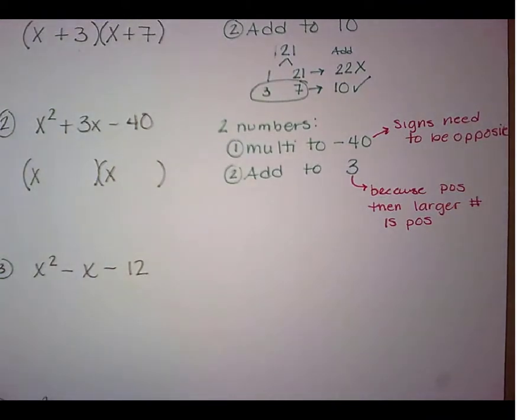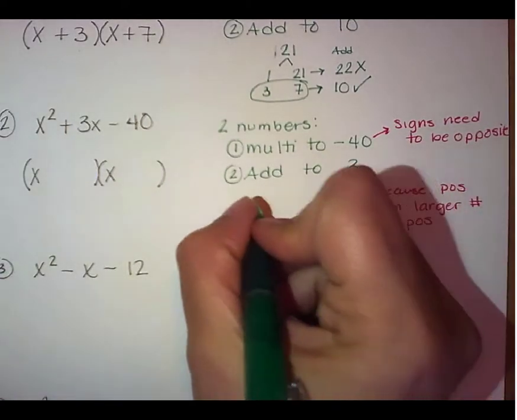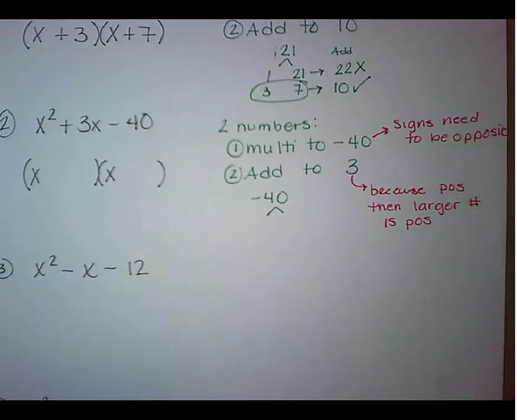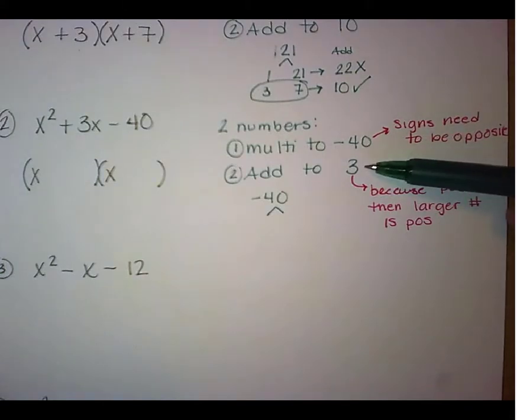Your larger number has to be the positive. So kind of think of that. Those kinds of things help you figure out what your patterns are going to be for these numbers. So let's go back to looking at our factors of negative 40. We know we're going to have a positive. We know we're going to have a negative. We also know that our larger number is going to be positive because we want to add to a positive 3. So we've got some good information there.